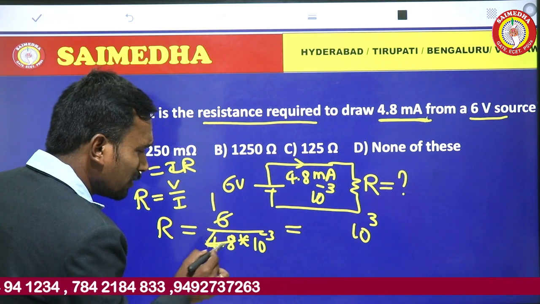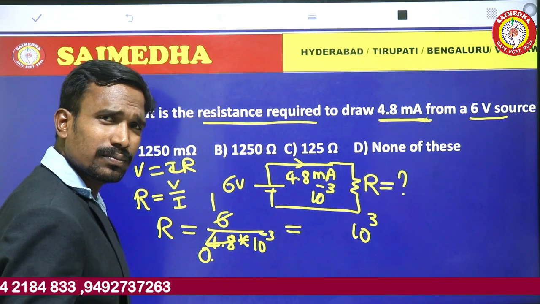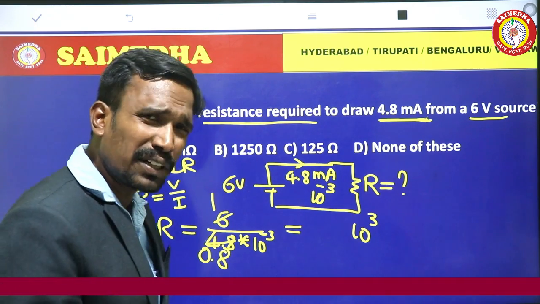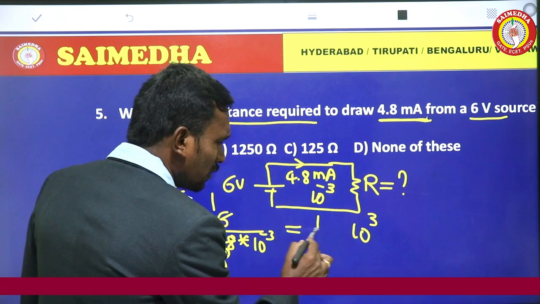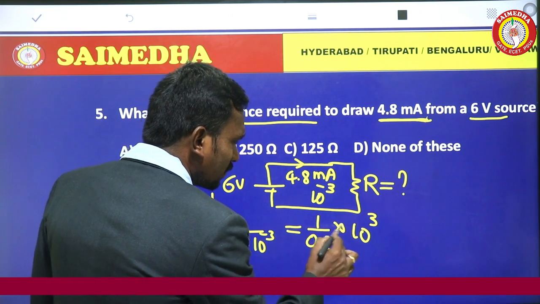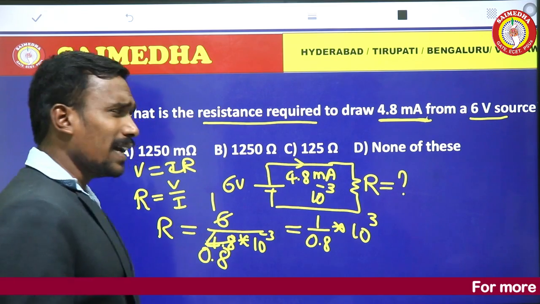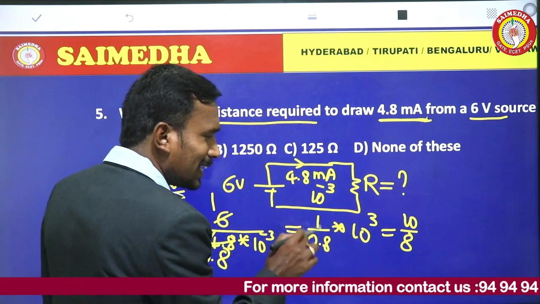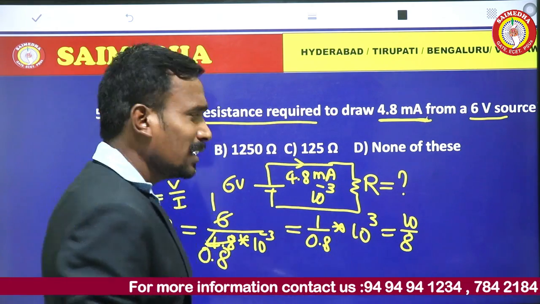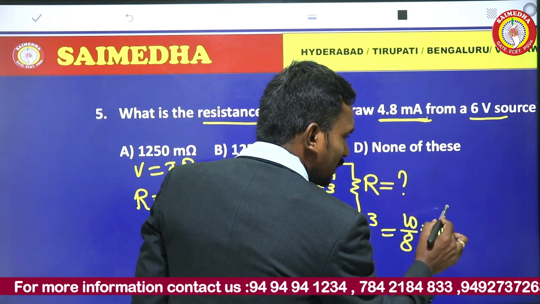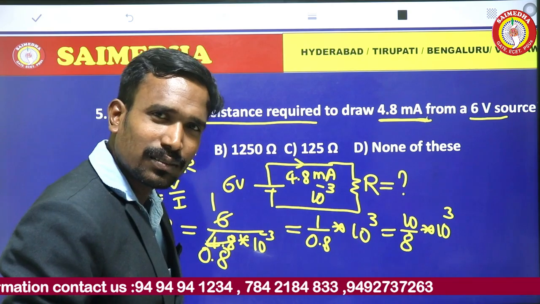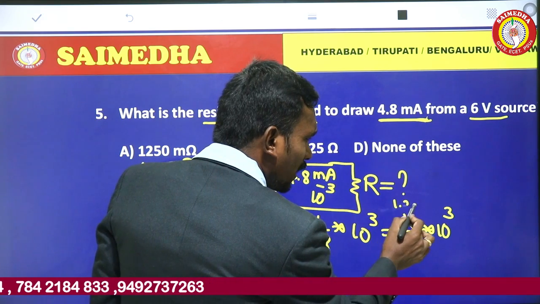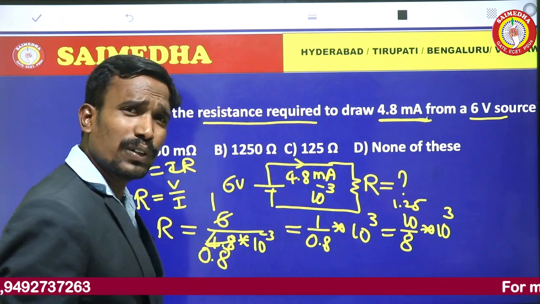6 once, it will not cut, that's why 0 point. 6 8s are 48. So 0.8, 1 by 0.8. 1 by 0.8 can be written as 10 by 8. 10 by 8 into 1000, how much? This is 1.25. Is it okay?